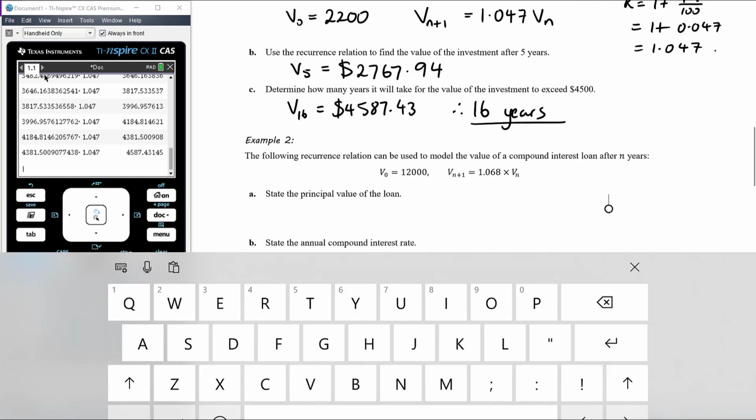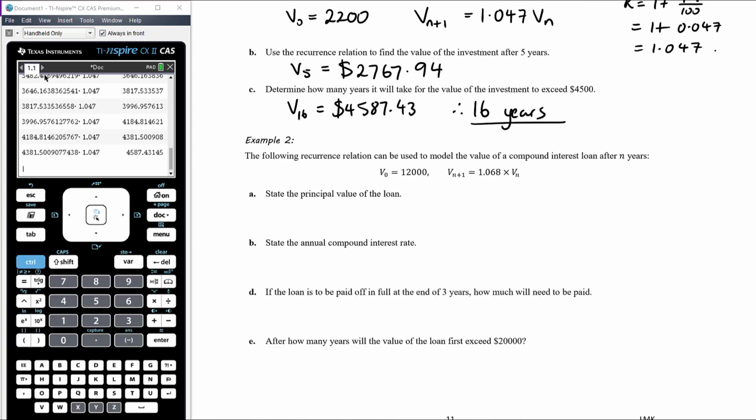Okay, example 2. The following recurrence relation can be used to model the value of a compound interest loan after n years. State the principal value of the loan. Okay, so there's our principal value. That's the initial value of the sequence. So principal value, $12,000.